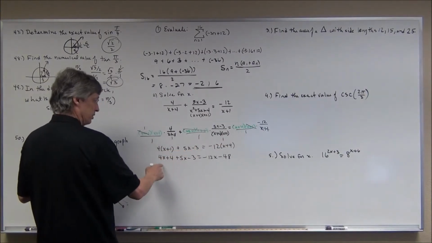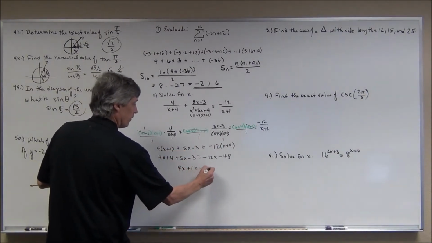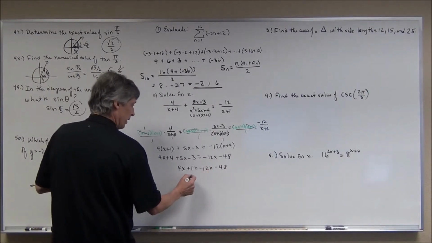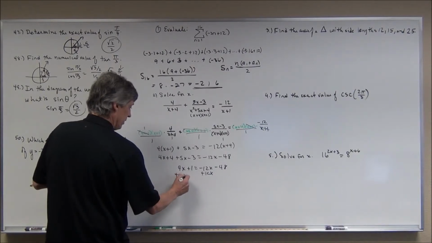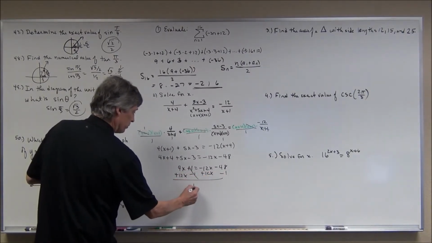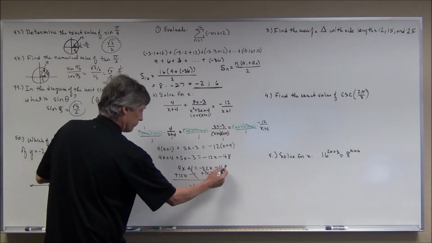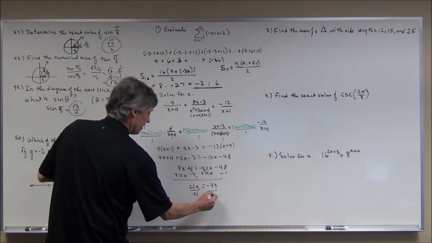I distribute on both sides, combine like terms, and I get 9x plus 1 equals negative 12x minus 48. I'm going to add 12x to both sides, and I'm going to subtract 1. I'm going to kind of double up here because I'm short on time. 21x equals negative 49. Divide both sides by 21.